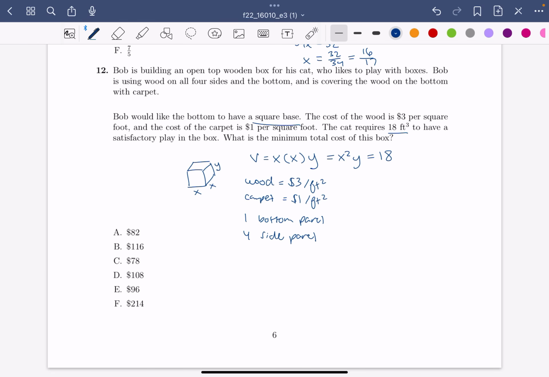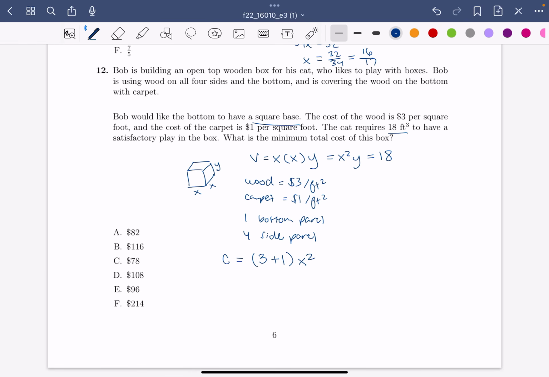We only need 1 bottom panel because the top is open, so there's only 1 bottom, or 1 square. So if you write out the cost equation, we can say that the cost equals, let's start with the bottom panel because it's the most complicated. It has both the wood, so a cost of 3, plus the carpet, so plus $1 for the carpet, times the area, which is x squared.